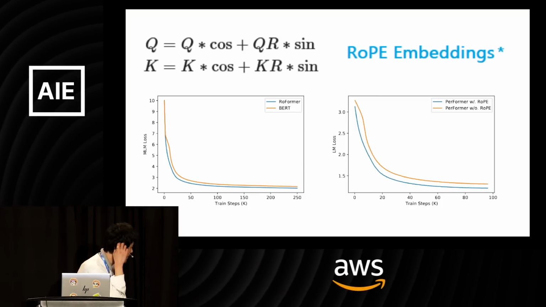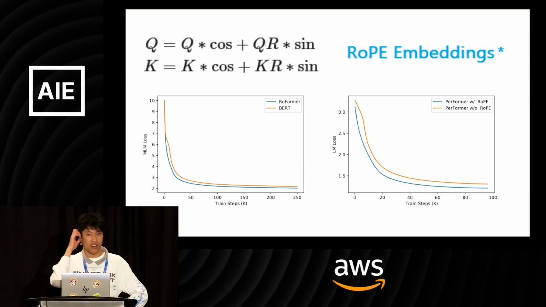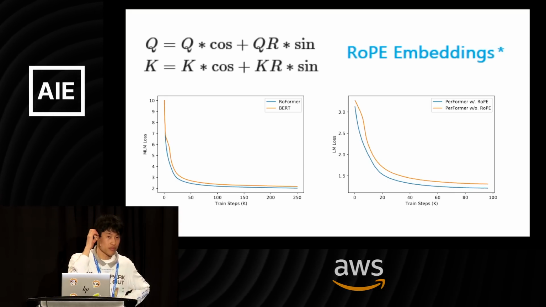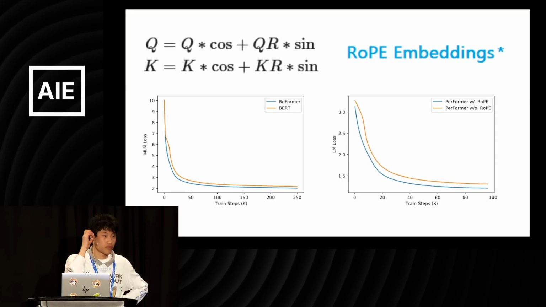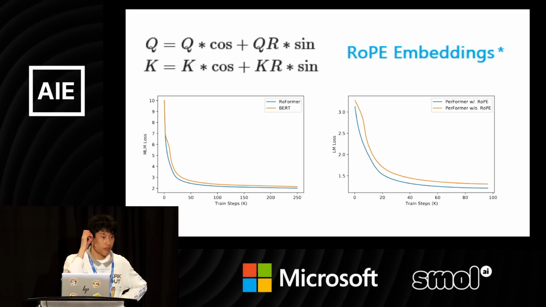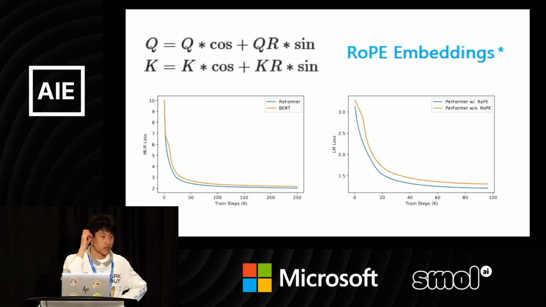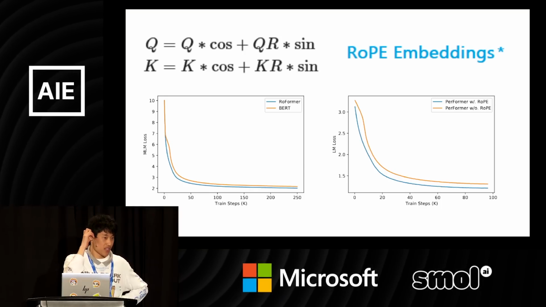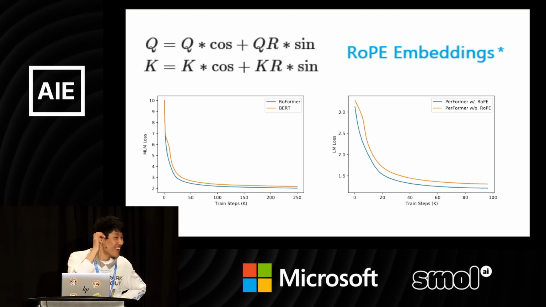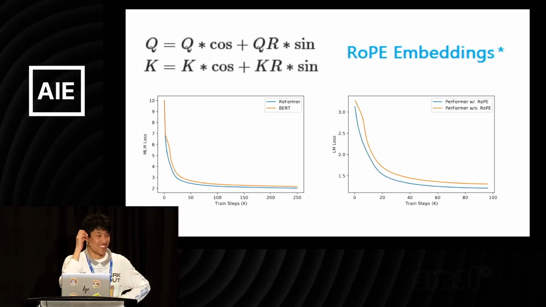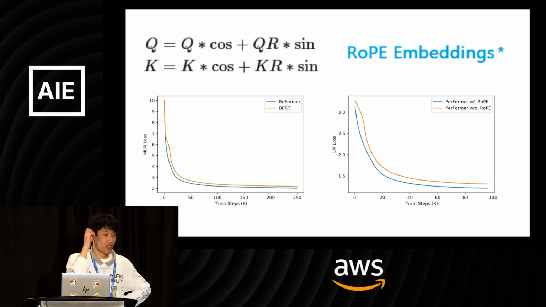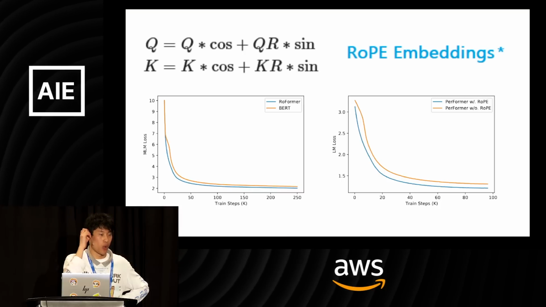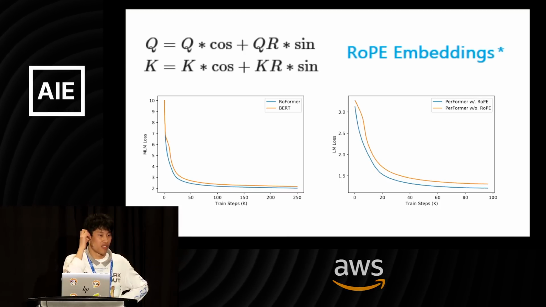Why do we do rope embeddings? Does anyone know what a rope embedding is? Yes? It's a way to extend context, right? So you could use the rope embeddings to extend context, yes. Do you know how it works? How does it extend context? How would you use rope embeddings to extend context, versus YaRN? What would you do?